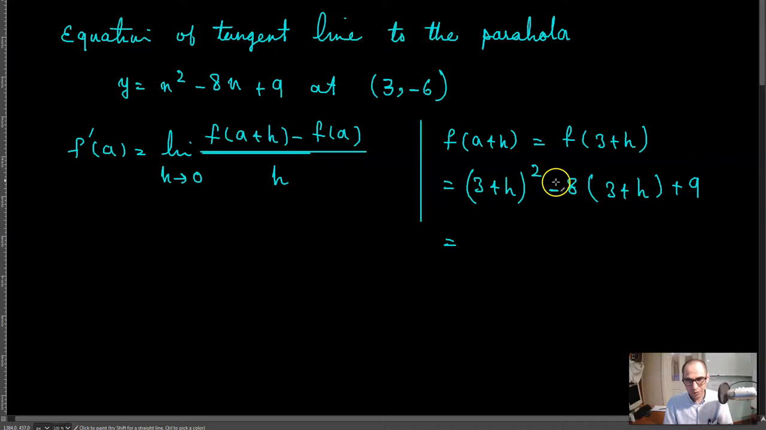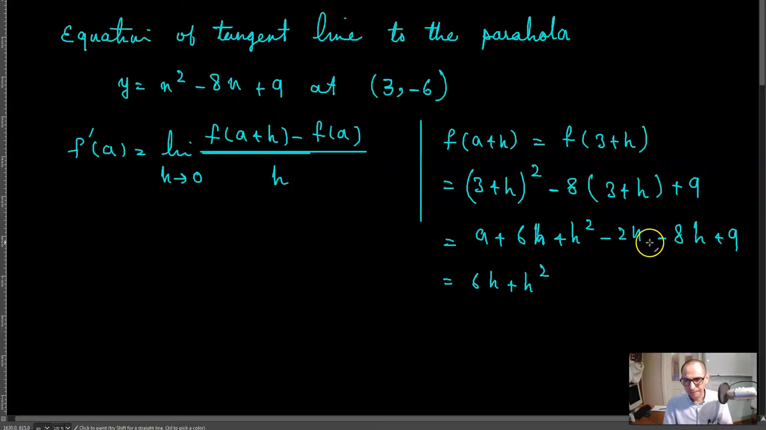You could write this as 3 squared, which is 9, plus 2 times 3, which is 6 times h, plus h squared, minus 8 times 3, which is 24, minus 8 times h, plus 9. So 9 plus 9 is equal to 18, and 24 minus 18 is 6, so that's a negative 6. So you can write this as 6 times h plus h squared.